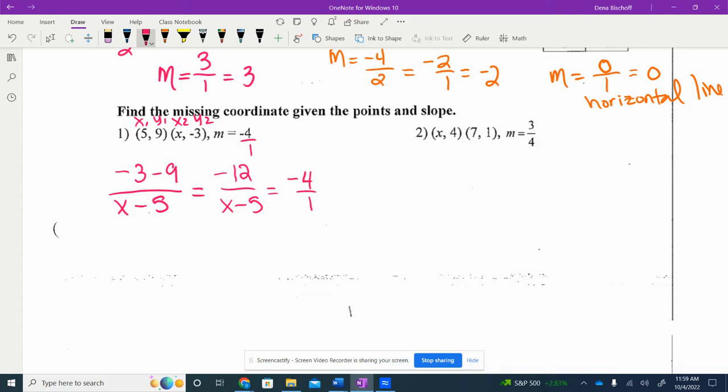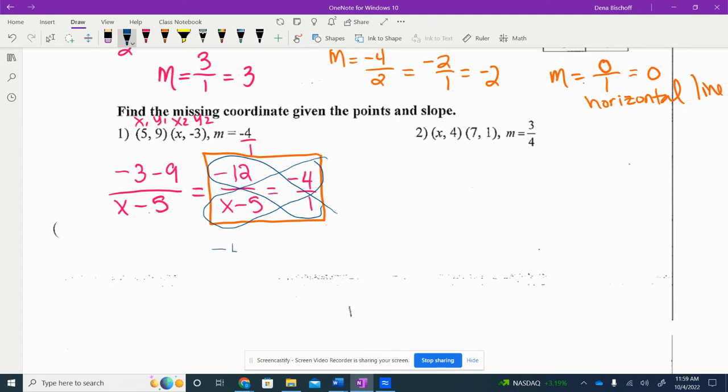So -12 over x minus 5 equals my slope, which is -4 over 1. So now I have this equation that says one fraction equals another fraction. What do we call that when we have a fraction equal to a fraction? Begins with a P. P-R-O, proportion. Yeah, it's a proportion. So we solve it by using the cross product.